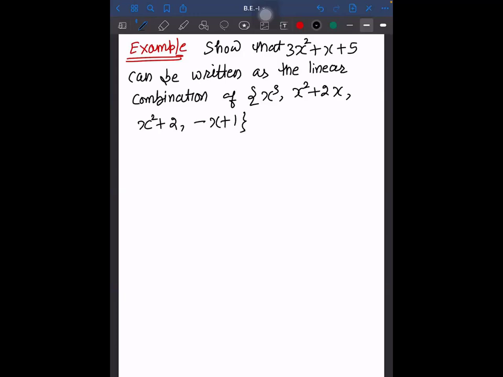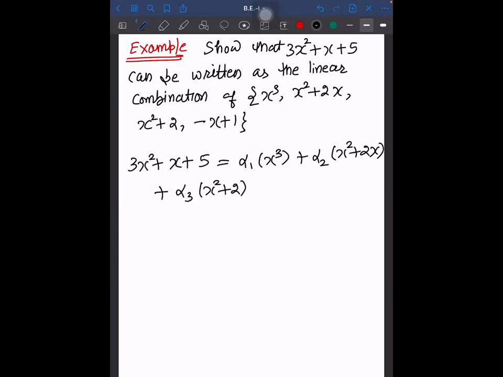Okay, so we need to prove this. So again, we'll do the same thing. We'll treat these polynomials as vectors. So we have 4 vectors over there. So we shall write 3x square plus x plus 5 as alpha 1 x cube, alpha 2 (x square plus 2x), alpha 3 (x square plus 2), alpha 4 (minus x plus 1). So are you with me on this?